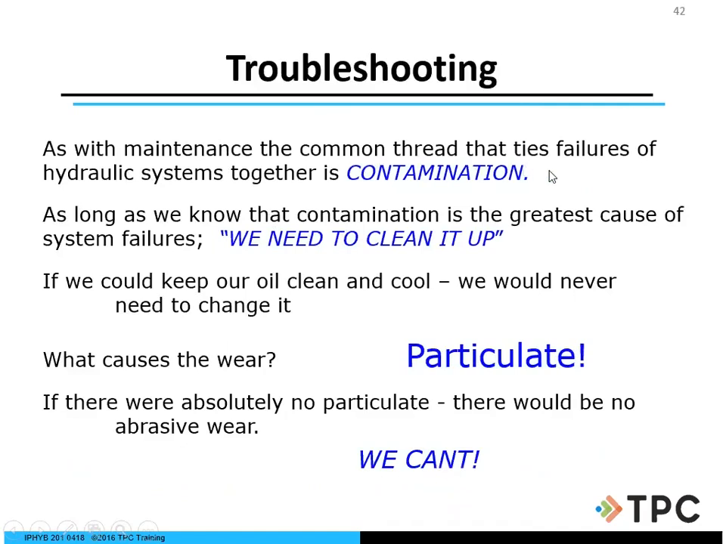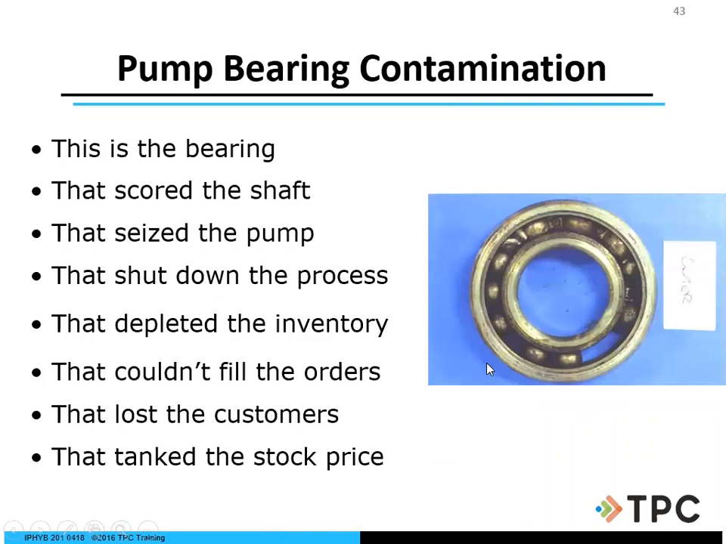As for maintenance, a common thread that ties failures of hydraulic systems is contamination. Proper filtration is critical. So what causes the wear? Particulate, or the contamination itself. If there were absolutely no particulate, there'd be no abrasive wear. So it's important that if a bearing does fail, you need to look at why it failed. Take your bearing apart, look at the bearing to see why it failed in the first place.